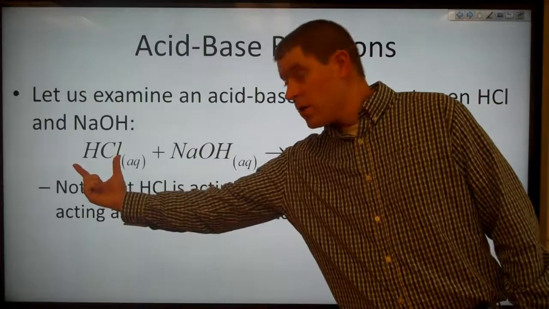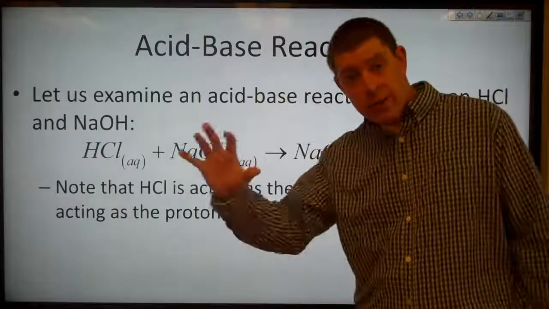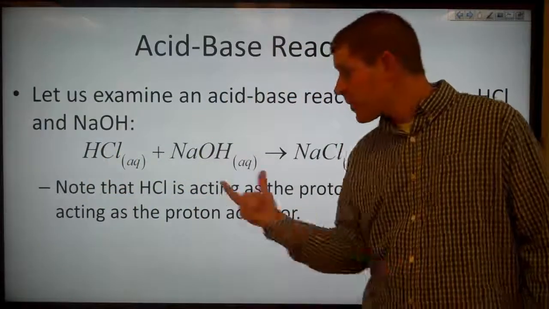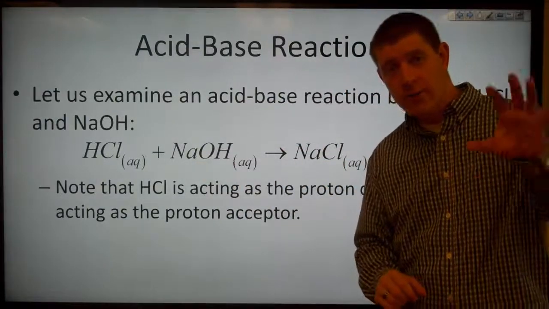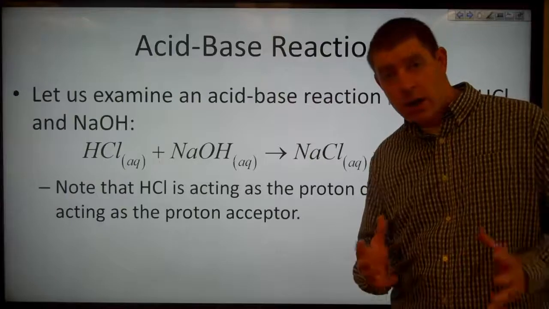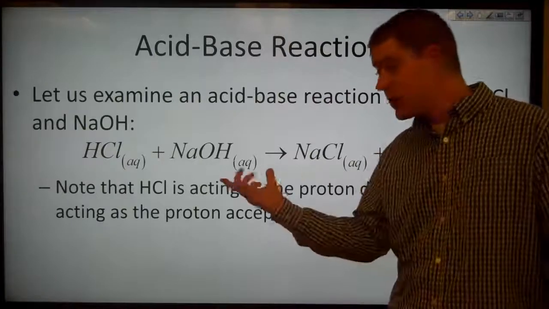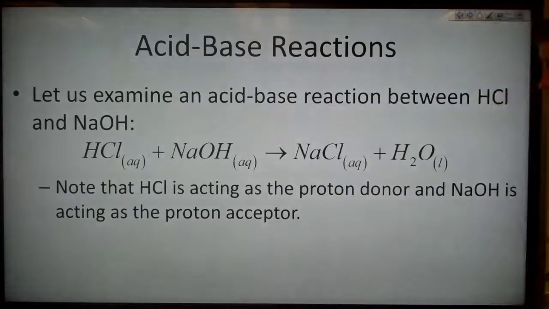We would say that this is an acid and this is a base, because when we put these into water, the hydrogen chloride will dissociate into hydrogen ions. That makes it an acid. The sodium hydroxide dissociates into sodium ions and hydroxide ions. So we're producing hydroxide ions, which means that sodium hydroxide is a base.